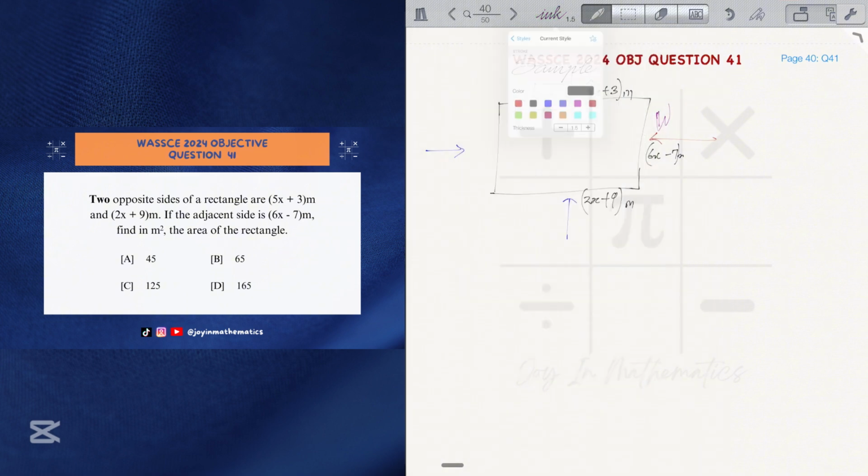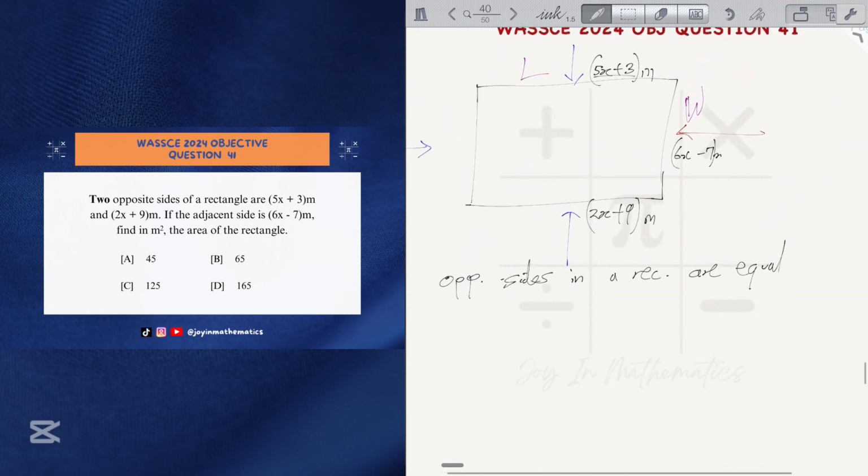So now, how do we find the value of x? Because we have to know the value of x, so that we can substitute it in the length and also in the width. Now, the two opposite sides are equal because opposite sides in a rectangle are equal. So in view of this, 5x plus 3 is equal to 2x plus 9.